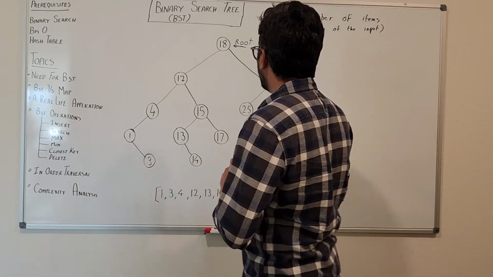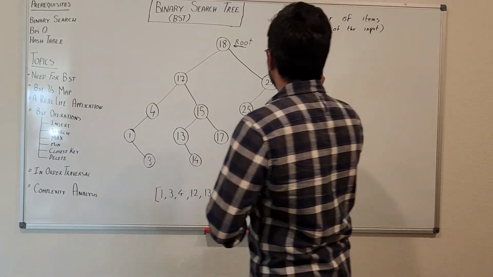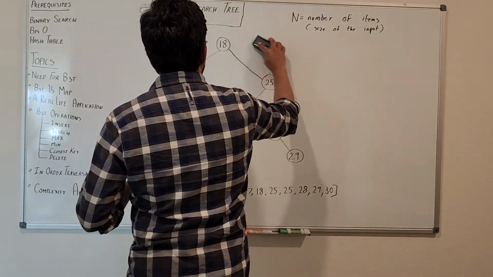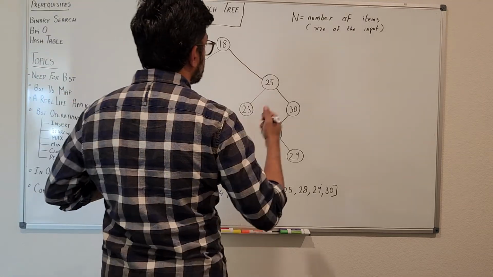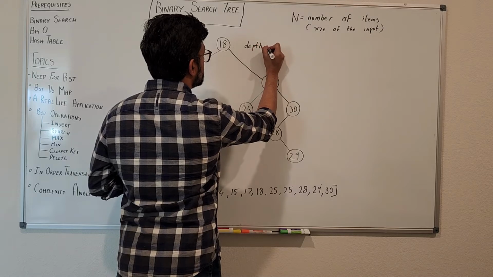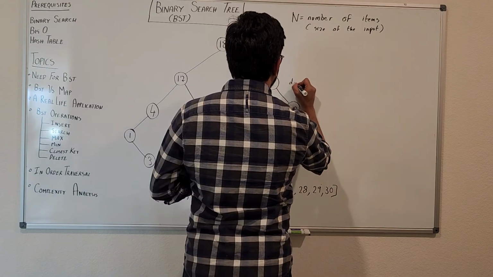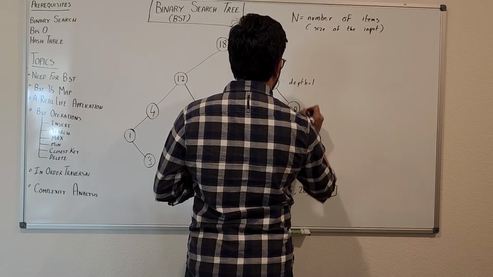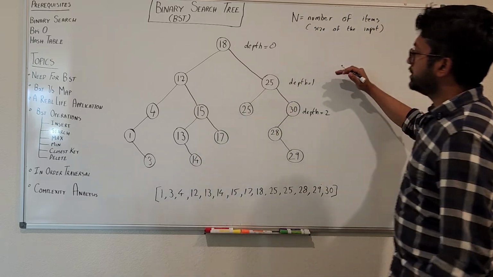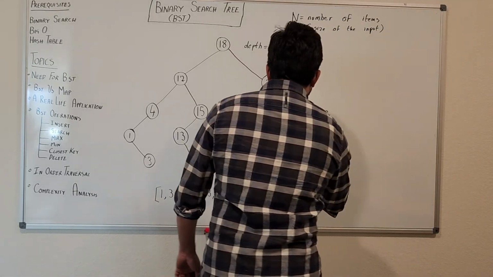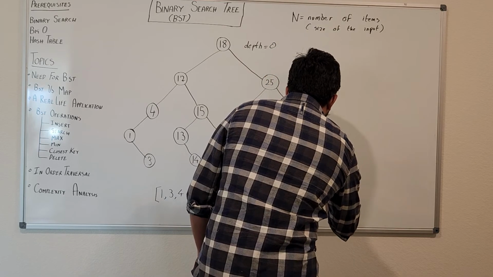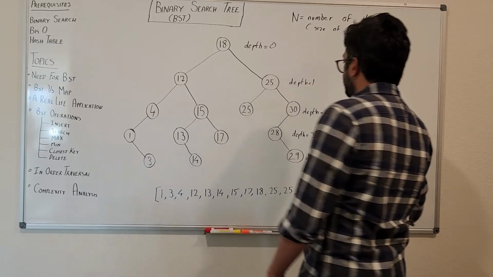First thing you have to observe, before I proceed, let me tell you one definition: depth. Depth is the distance from the root. So here depth is equal to 0. Here depth is equal to 1. Here depth is equal to 2. So depth is the distance from the root. Maximum depth here is 4. So depth equal to 3 and depth equal to 4.